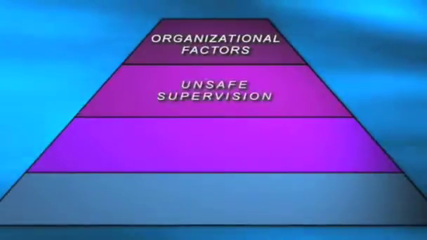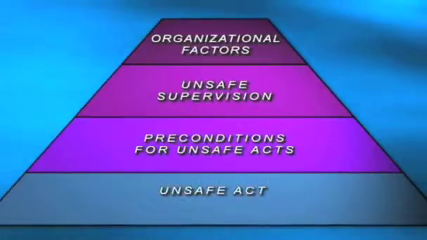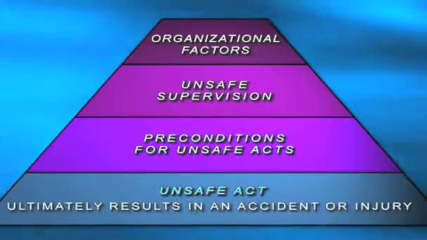Using a 4-tiered approach to demonstrate how accidents occur, these tiers provide guidance of how to potentially improve human performance. The top tier represents organizational factors and then flows down to the next tier of unsafe supervision. The next tier symbolizes preconditions for unsafe acts. Subsequently, the last or bottom tier is an unsafe act which ultimately results in an accident or injury.